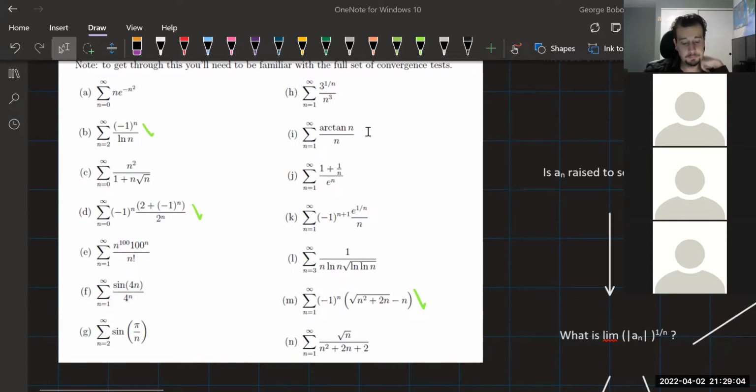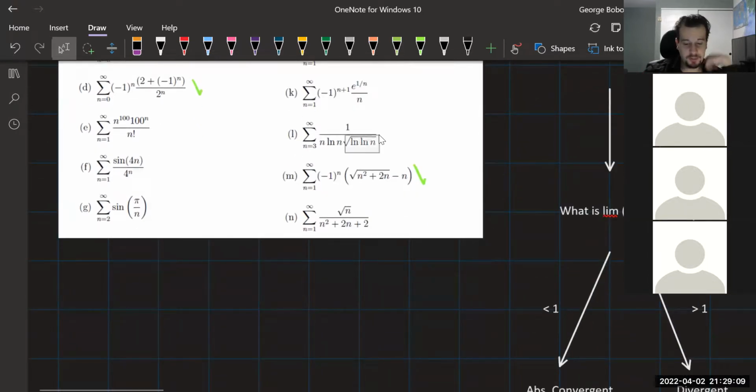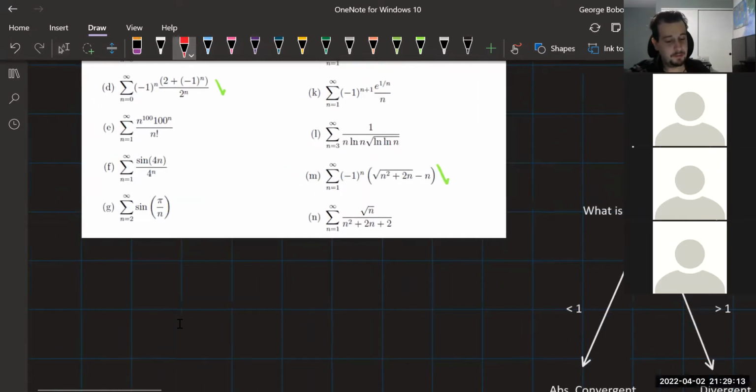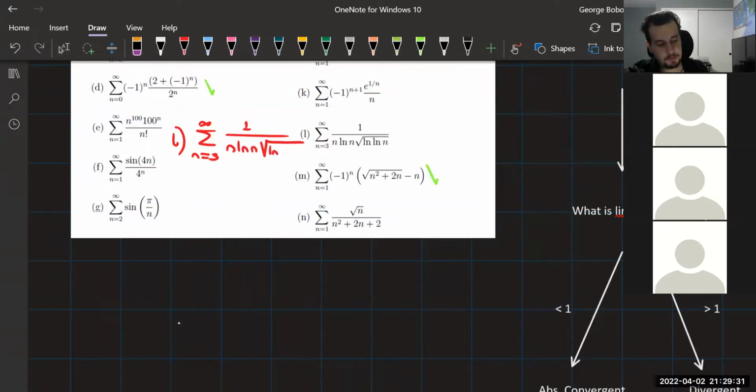1L. Okay. Whoa, what's going on over there? Okay. I just noticed that. Okay. So the sum from n equals 3 to infinity of 1 over n ln n, square root. Don't let the function scare you, because again, you might be taking the limit and very quickly conclude that this diverges or whatever.